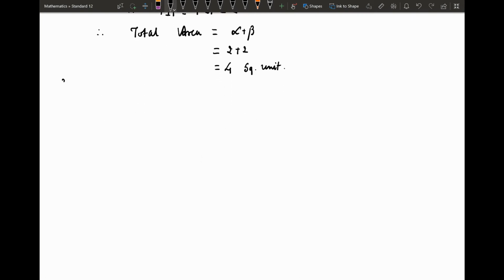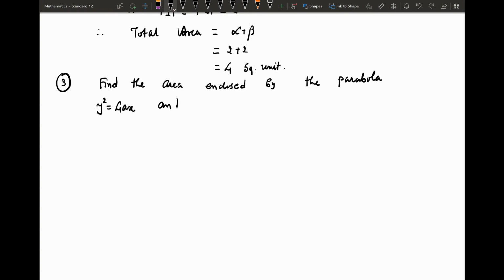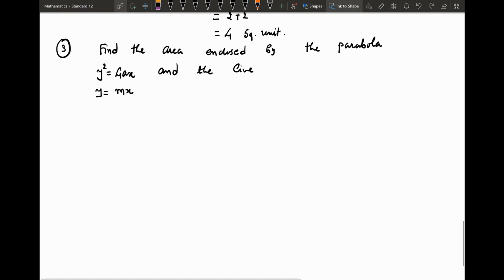Next example, find the area enclosed by the parabola y square equal to 4ax, and the line y equal to mx. So let us discuss the solution.